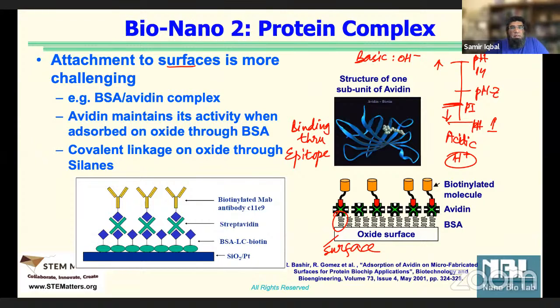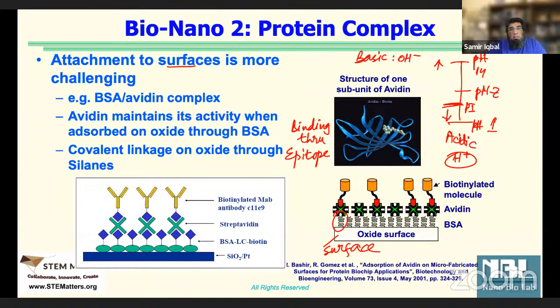And once we get it down, then we put another solution, what we call a blocking agent, which would then cover all the areas which are not used for binding. So it's just one example of Bio-Nano. We use protein complexes to functionalize our surfaces and to get the functionality that we want.